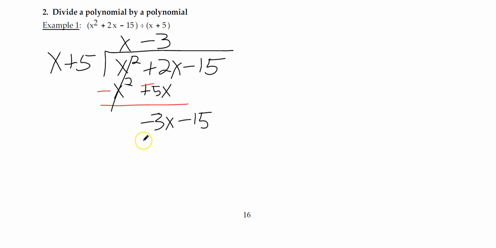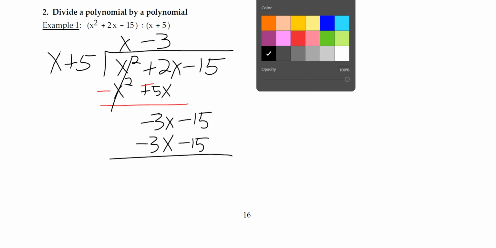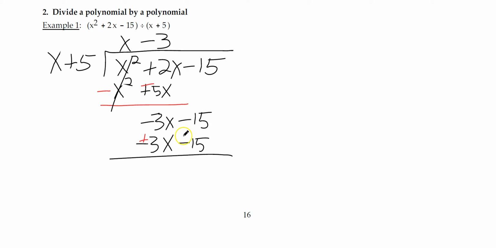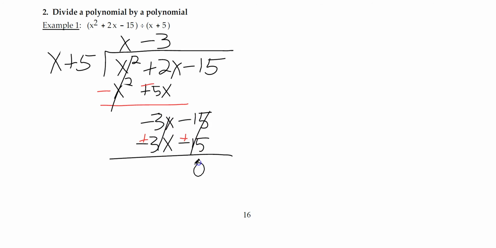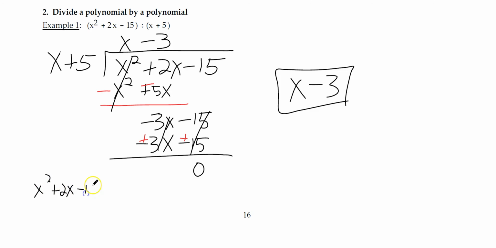And we distribute. Minus 3x minus 15. And then we draw the line, we change the signs. And in this case, everything reduces, leaving us no remainder. So our answer is just x minus 3. This one could also be done by factoring. You could set this problem up and try to factor the numerator.